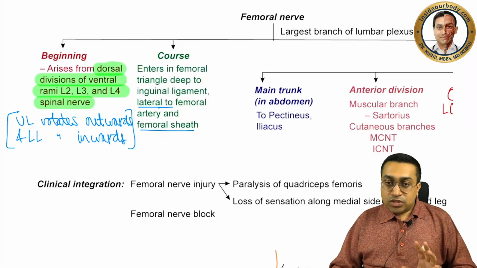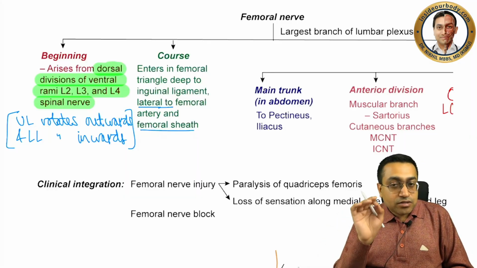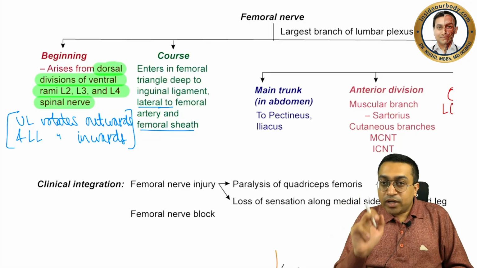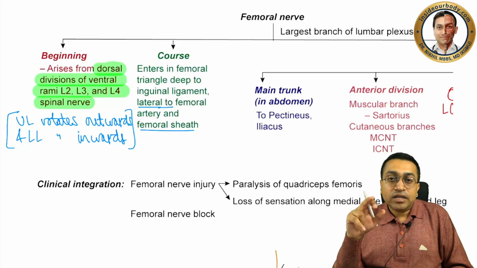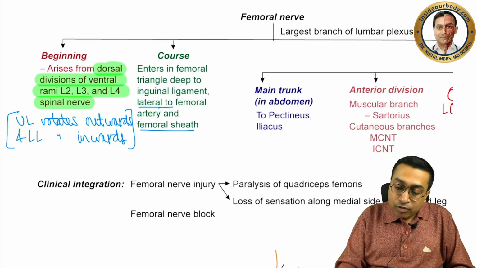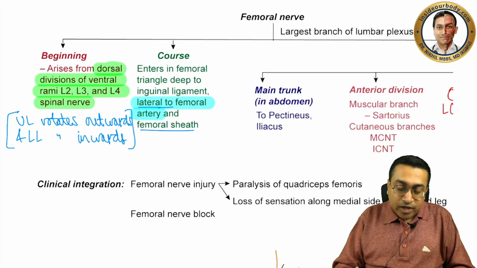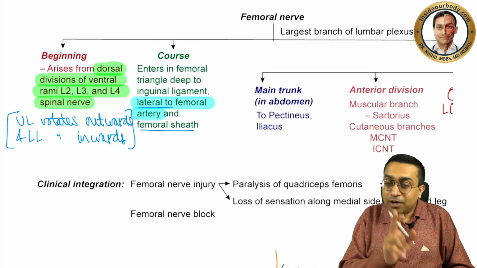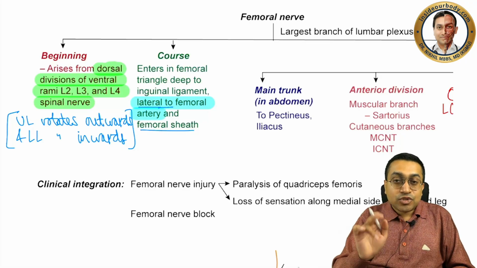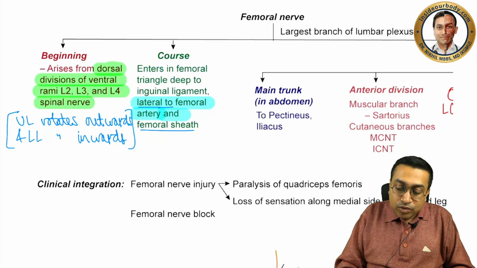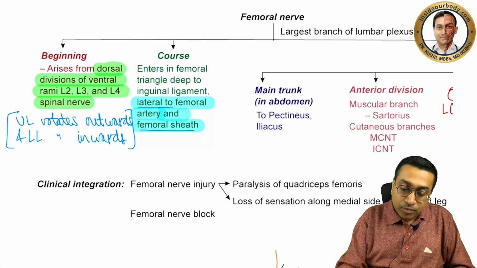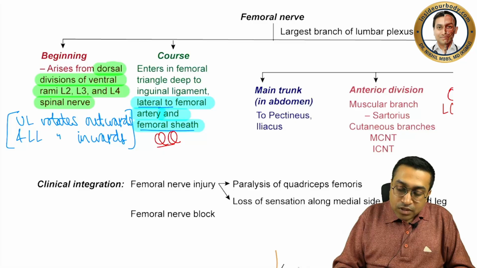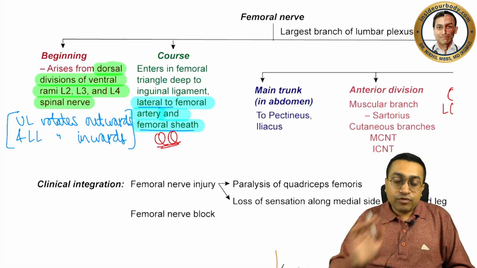Then the course. So femoral nerve enters the femoral triangle deep to the inguinal ligament. We have seen in 3D also, in photograph also, in the contents of the femoral triangle. A very important fact about femoral nerve, it lies lateral to the femoral artery. Again I am repeating the same thing, it is not present inside the femoral sheath. So it is also lying lateral to the femoral sheath. Very important point, please do not skip to remember.